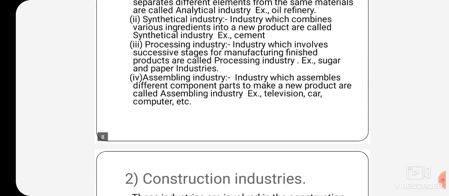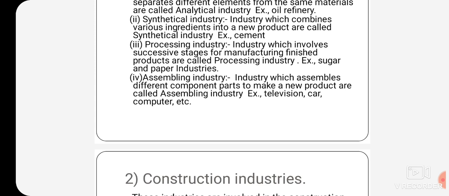Then the second one, that is synthetic industries. So in case of synthetic industry, these industries combine different raw materials. That means this synthetic industry uses more than one raw material. That means two raw materials or more than two raw materials to produce a single product. That means these industries combine different raw materials to produce a completely new product. For example, cosmetic cream industry, cement industry, these are examples we can give for synthetic industries.